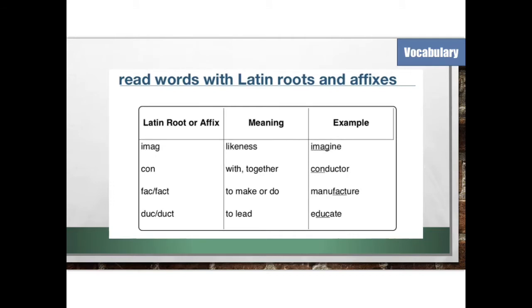Here we see the Latin root or affix with its meaning and an example word. Image means likeness, such as imagine, so you are imagining a likeness in your head. Con means with or together, like a conductor. A conductor is someone who might help the entire band or orchestra stay together. Fact, to make or do. To manufacture is to make something or to make parts. Duct, to lead, to educate, to help other people know more, to take the lead.